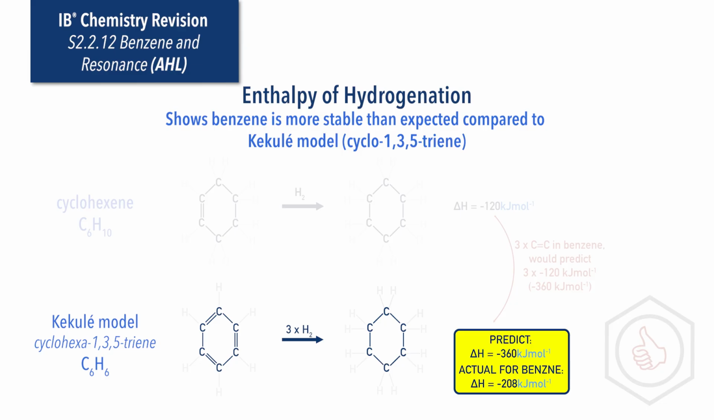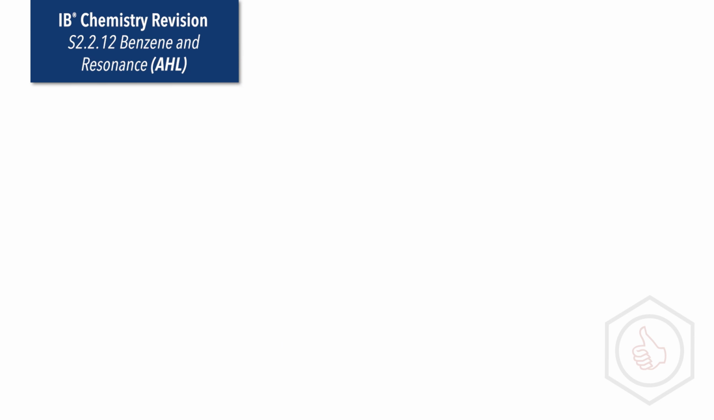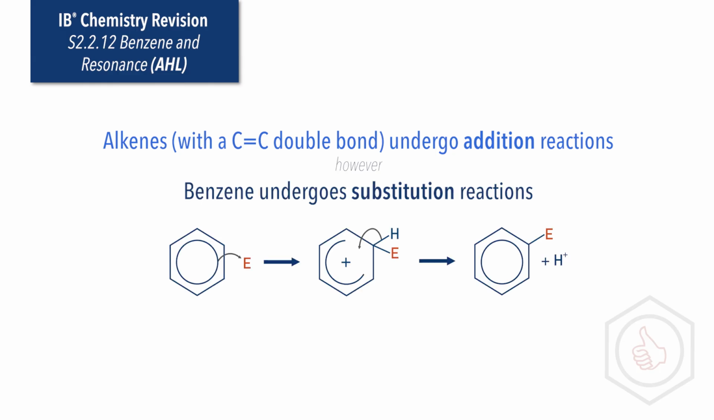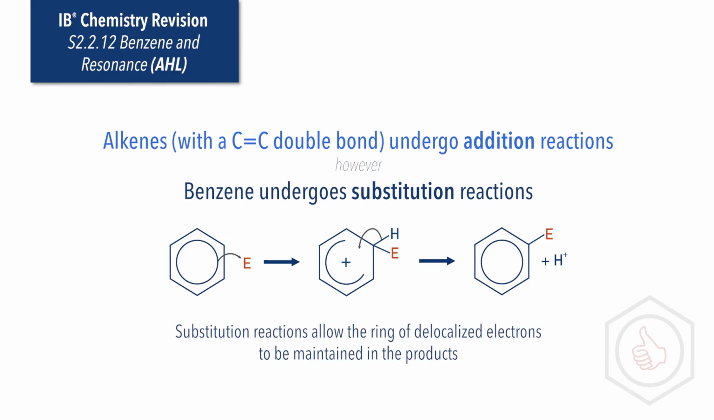There is also chemical evidence which goes against the Kekulé model of benzene. Alkenes, which are hydrocarbons that contain a carbon-carbon double bond, undergo addition reactions. However, benzene undergoes substitution reactions. This is because in a substitution reaction, the ring of delocalized electrons can be maintained, which increases the stability of the structure. In other words, benzene doesn't undergo addition reactions because that would mean breaking apart the ring of delocalized electrons permanently, and that would make it less stable.